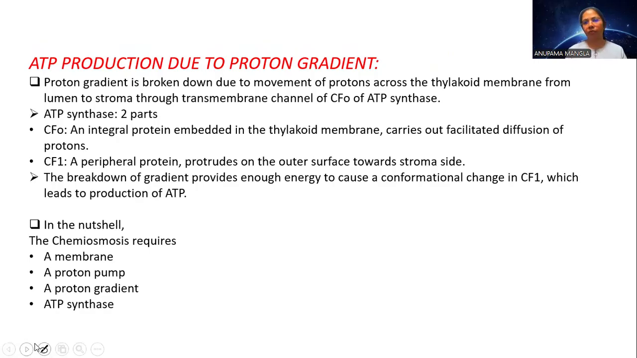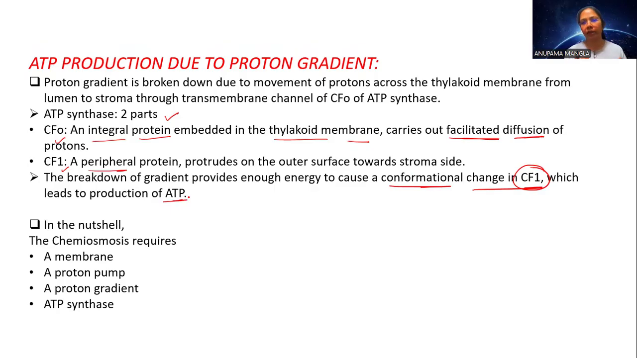So this is a bit of explanation about ATP synthase. ATP synthase has two parts, CF0 and CF1. CF0 is an integral protein which is embedded in the thylakoid membrane, and it carries out facilitated diffusion of protons. CF1 is a peripheral protein which is protruding on the outer surface towards the stroma side. So the breakdown of the gradient will provide enough energy to cause a conformational change in CF1, which leads to production of ATP. So we will summarize the whole process in a nutshell.